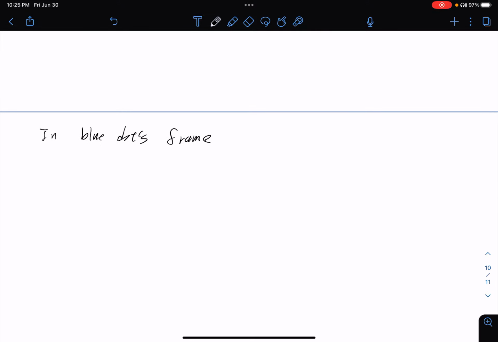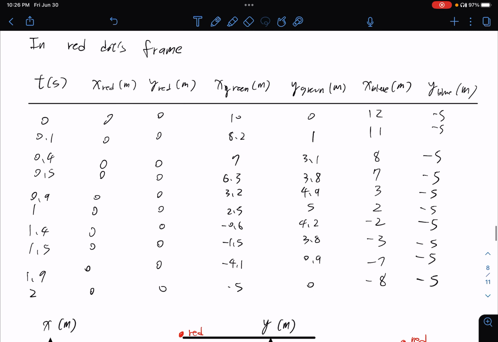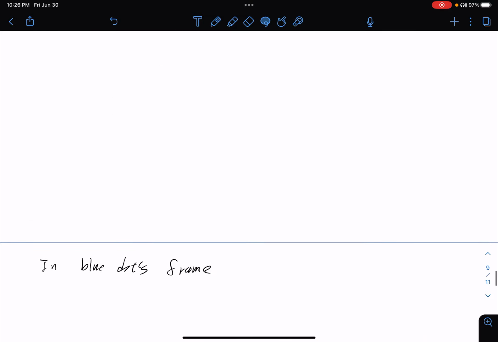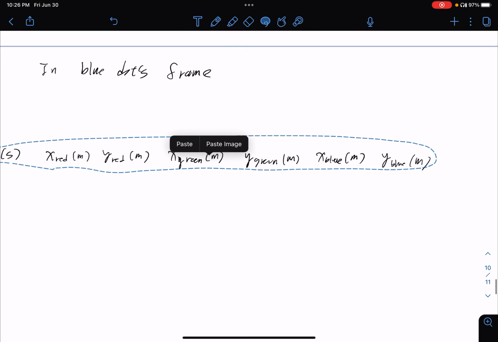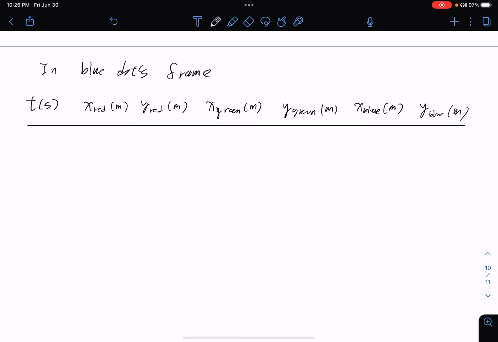And now I kind of know for the positions, I don't really need all the time because they are going to look straight anyway. If you are not sure, just go ahead and do all the times and then you'll see. So let me just do 0, 0.5, 1, 1.5, and 2. So the blue one will always be 0 because it is the blue dot's frame.